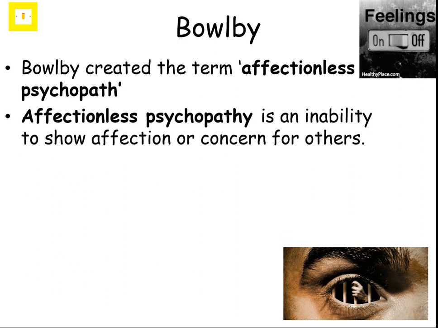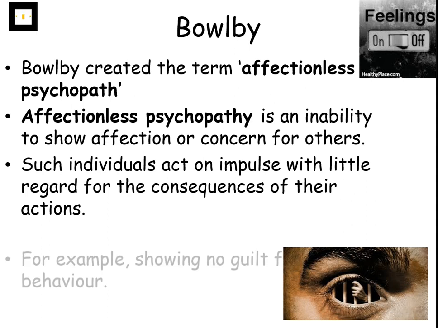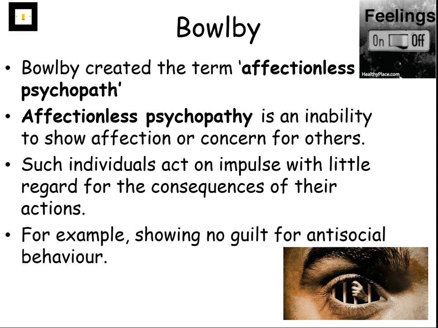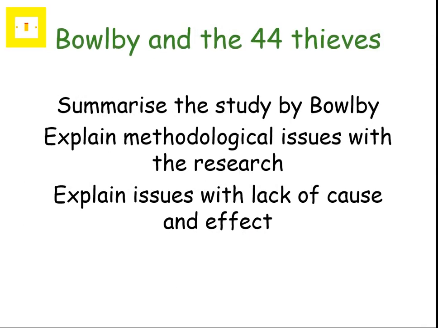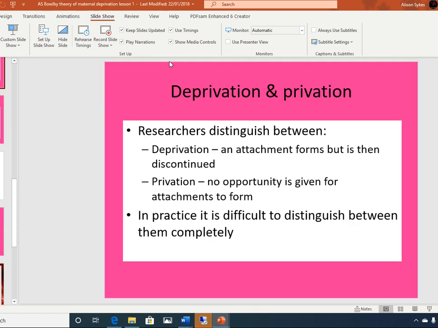So Bowlby suggested that an affectionless psychopath is someone who has an inability to show affection or concern for others. And it's probably because they haven't had that affection early in life from the mum or from the main caregiver. And therefore they act on impulse with little regard for the consequences of their actions, and they don't really show any guilt for antisocial behaviour. And this is where, when we look at this in forensics, you would therefore bring in Bowlby and the 44 Thieves study. So make sure that you've got that study and that you're reasonably okay with it. You know what it shows.